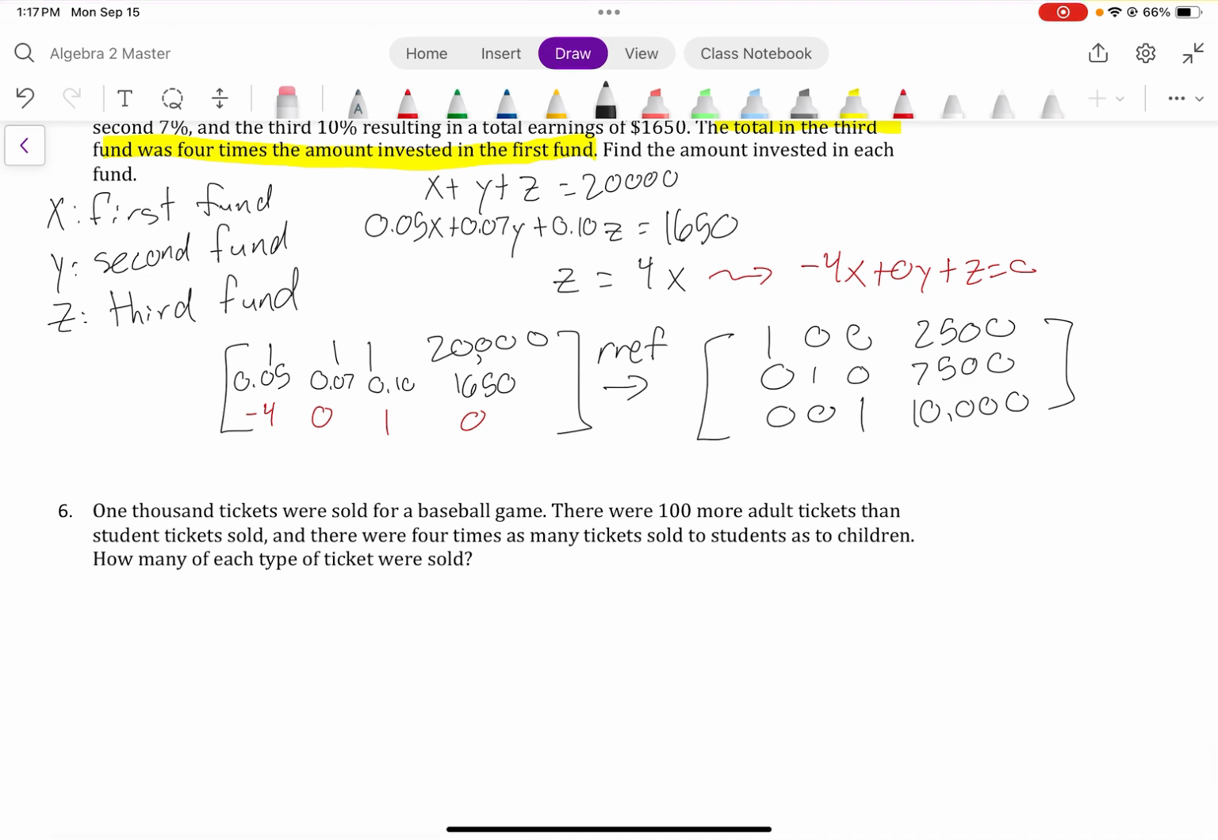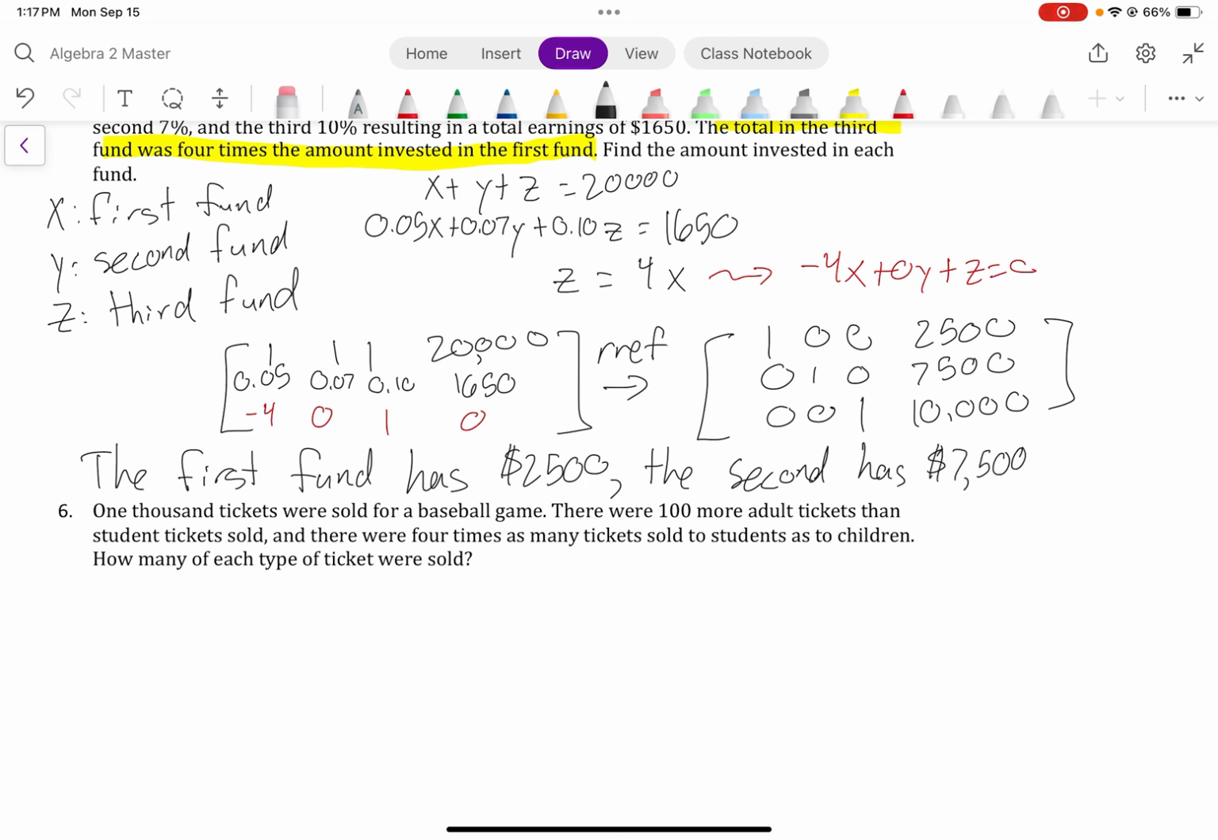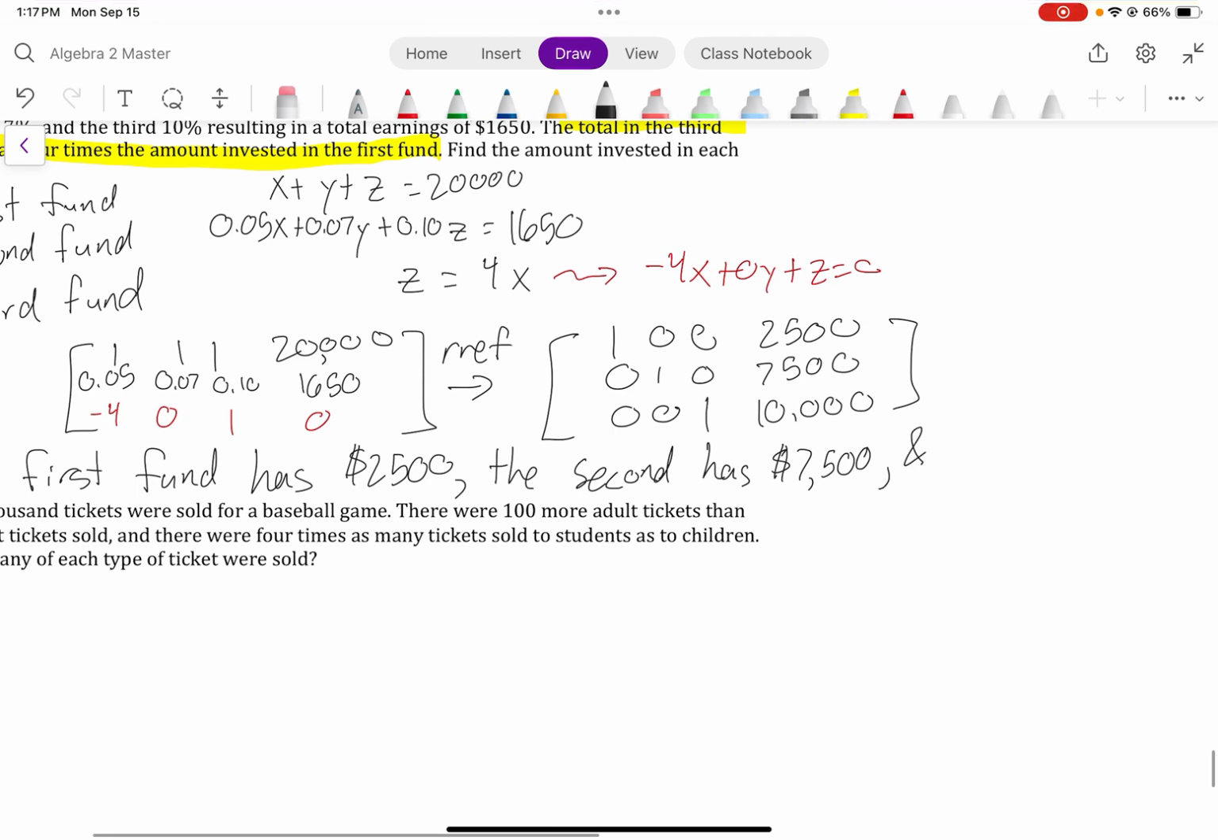So my answer, I should write this in some version of a sentence, realistically. The first fund has $2,500. The second has $7,500. And the third has $10,000.